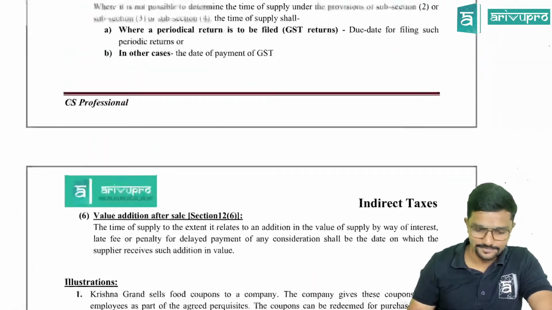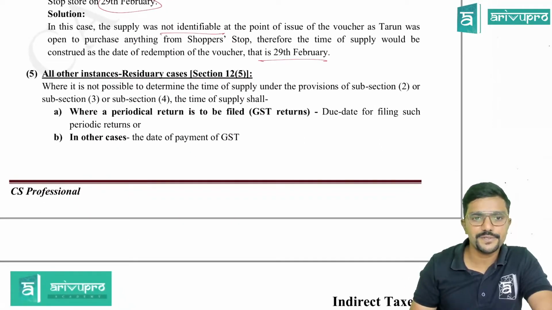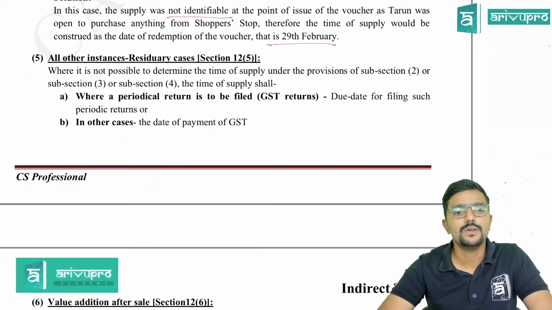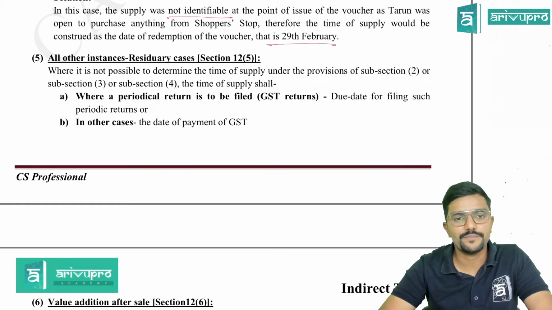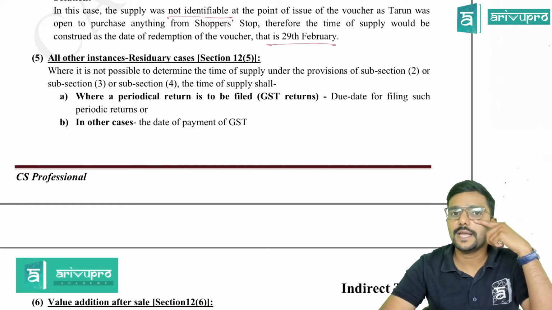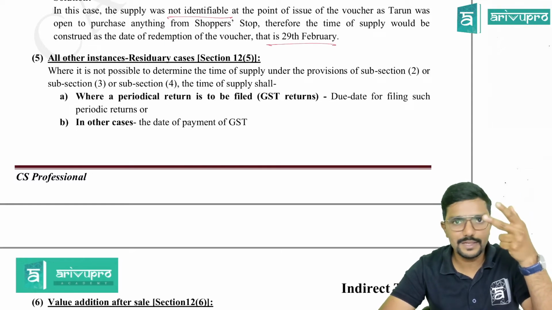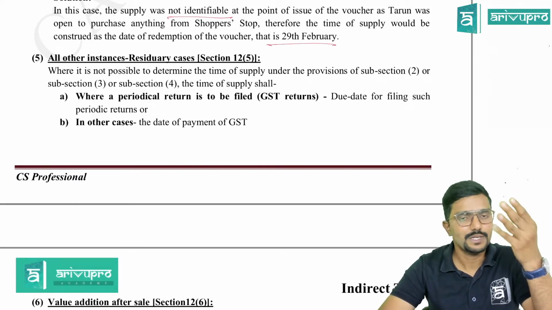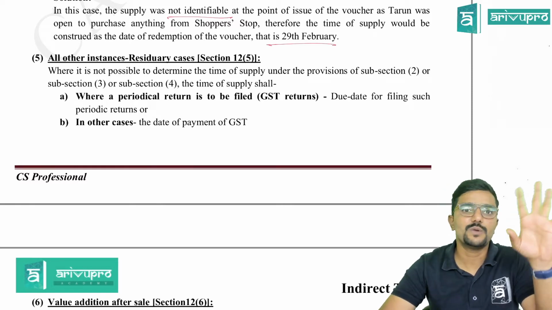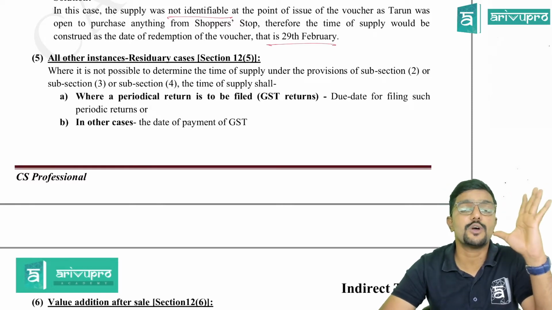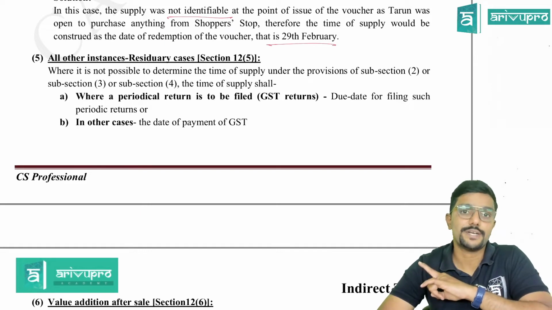We have two more subsections. We'll see that. All other instances which are residuary cases, section 12(5). Sir, if you are not able to determine the time of supply as per section 12(2) or 12(3) or 12(4), then only you will come to 12(5). 12(5) you should not take as a first option. It is a last resort.